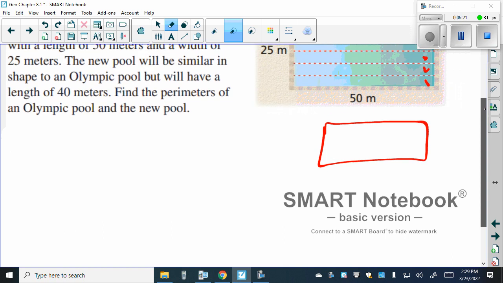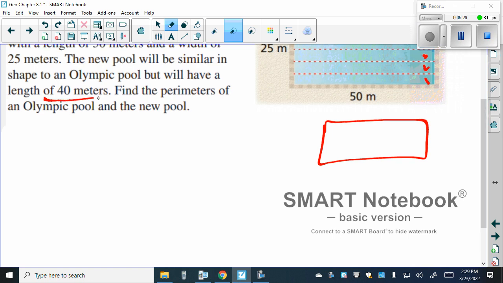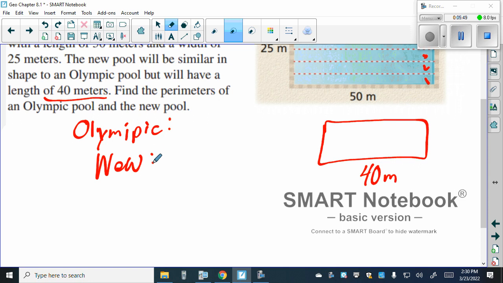But looking back at this here, so the new pool is similar in shape. So it's also going to be a rectangle, but this time the length of the pool is 40 meters. And we want to find out what the new perimeter is. So find the perimeter of the Olympic pool, and we want to know the new pool's perimeter.